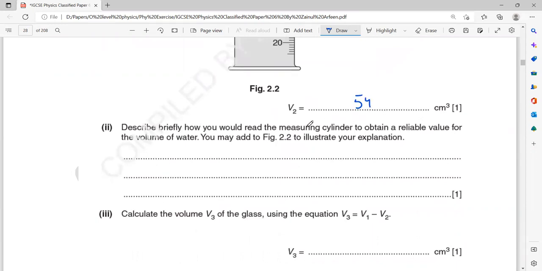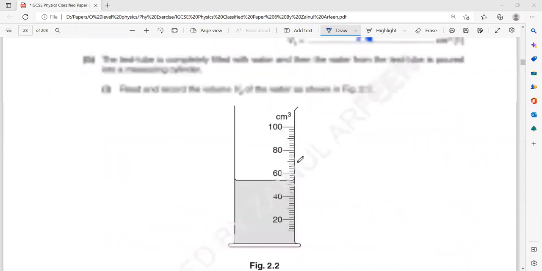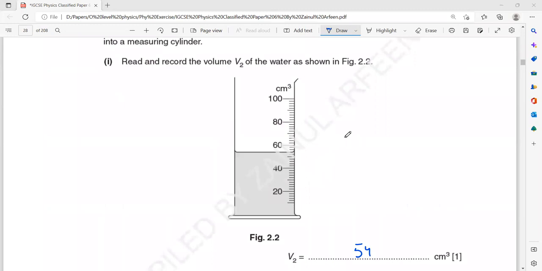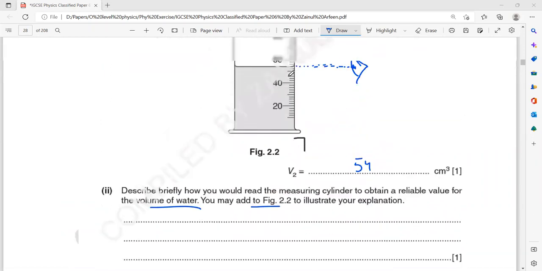Then, describe how you would read the measuring cylinder to obtain a reliable value of the volume of water. You may add to figure 2.2 to illustrate your explanation. Whenever we are reading a measuring cylinder, we should always look perpendicular. You can also draw an eye here, and we should always look perpendicular, or 90 degrees. So look perpendicular and read the bottom of the meniscus. That is always the important part, to avoid a parallax error.